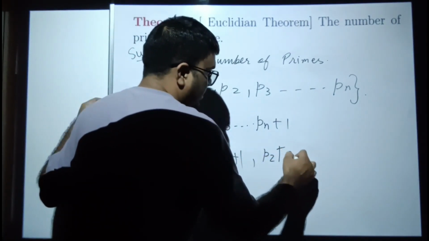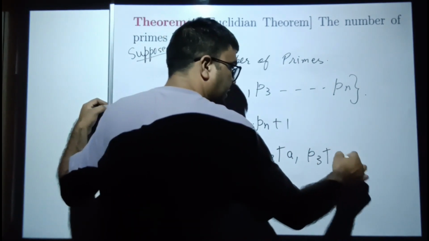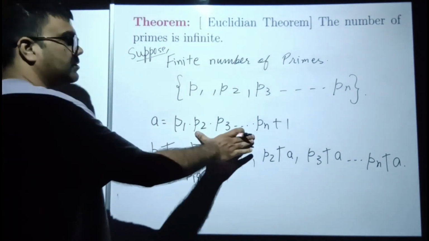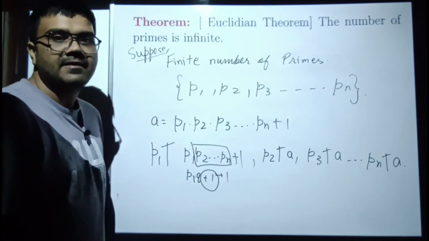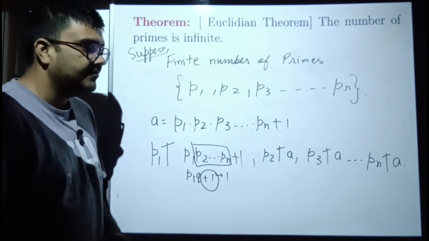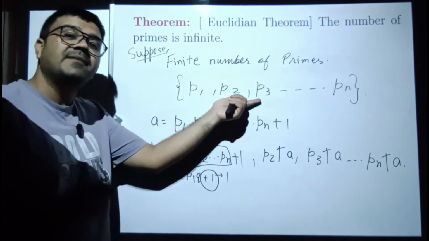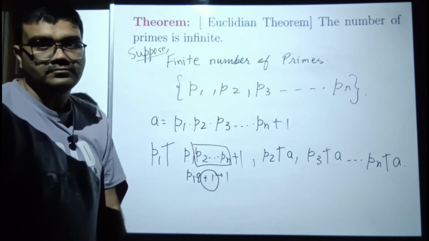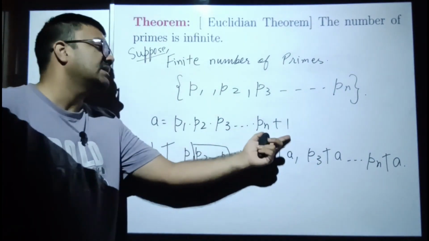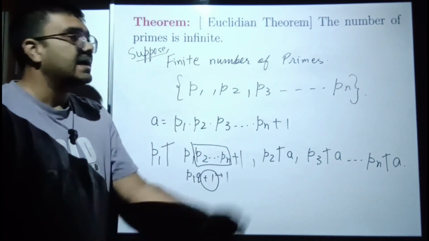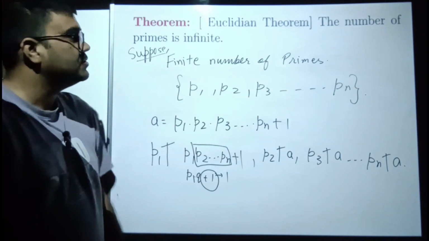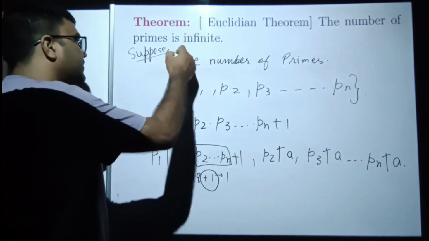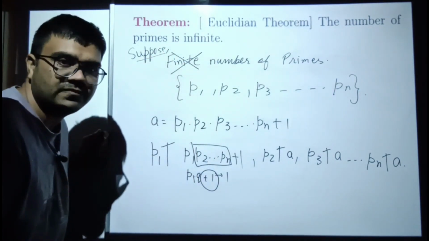In this case the remainder is 1. So P1 does not divide this number. P2 does not divide the number A. P3 does not divide the number A. So on, Pn does not divide the number A. This number A is not divisible by any of the primes P1, P2, up to Pn. It means if these are the only primes we have, we have a number that is not divisible by any of them. So this number itself is a prime and is not part of this set. What we supposed, that this set is finite, is wrong.